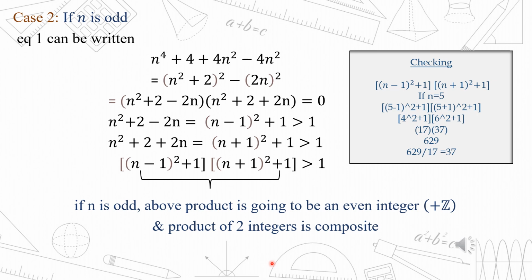Therefore, from case 1 and case 2, we can clearly conclude that n to the power 4 plus 4 is a composite number whenever n is greater than 1.